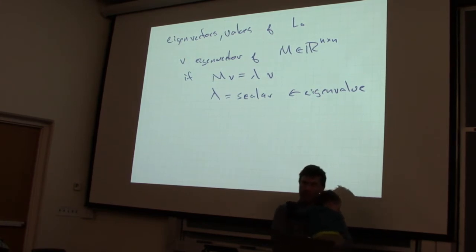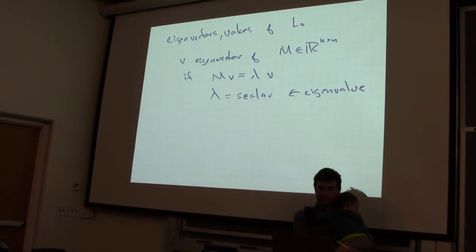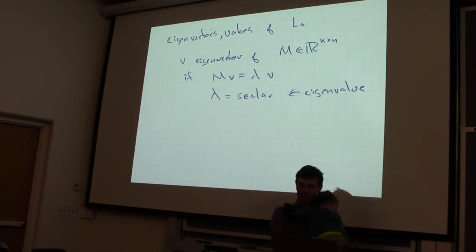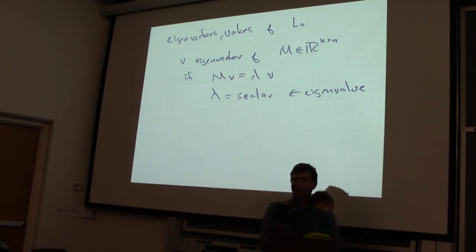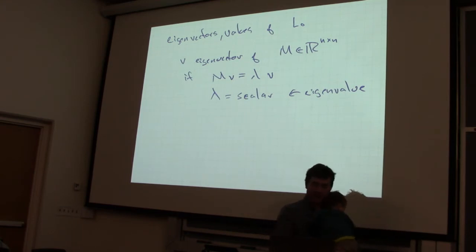If M is full rank, and M is also positive definite, and I believe all matrices formed this way will be positive definite. I'm pretty sure about that. I'm like 98% sure about that. Then you're going to have exactly n eigenvectors and eigenvalues.